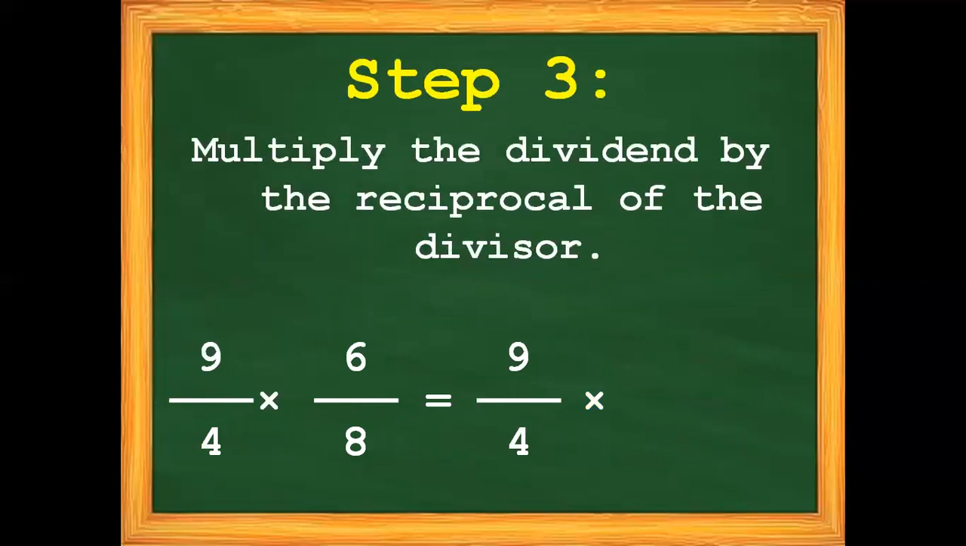Step number 3. Multiply the dividend by the reciprocal of the divisor. Our divisor here is 6/8. So the reciprocal of 6/8 is 8/6.